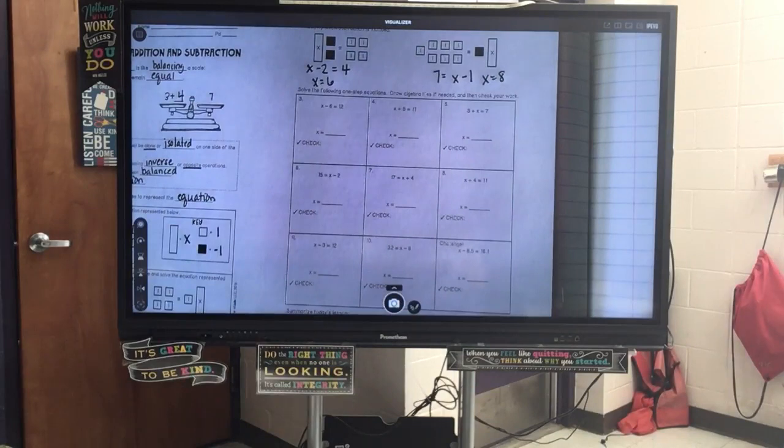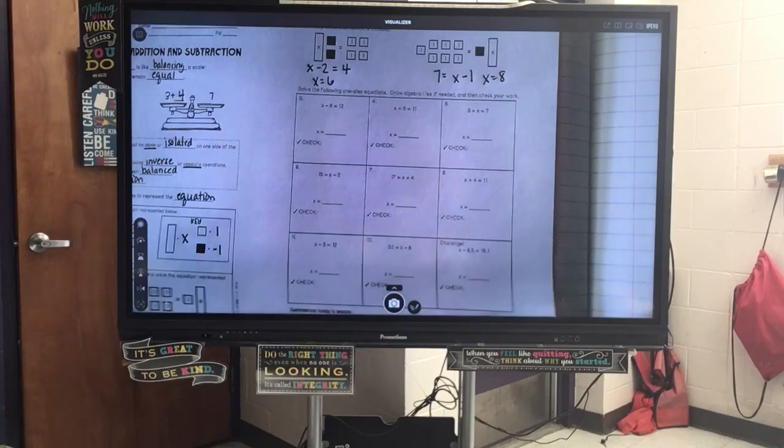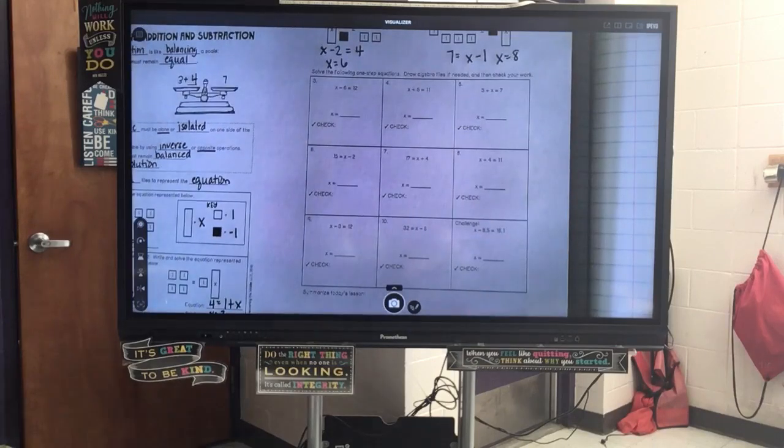Alright, so we are going to do some of these together. Now, if you need to draw the algebra tiles to help you, by all means go ahead. I am not going to. We're just gonna solve these problems straight through. If the algebra tiles are definitely something that help though, I want you to do that. Alright, number 3. It says x minus 6 equals 12.